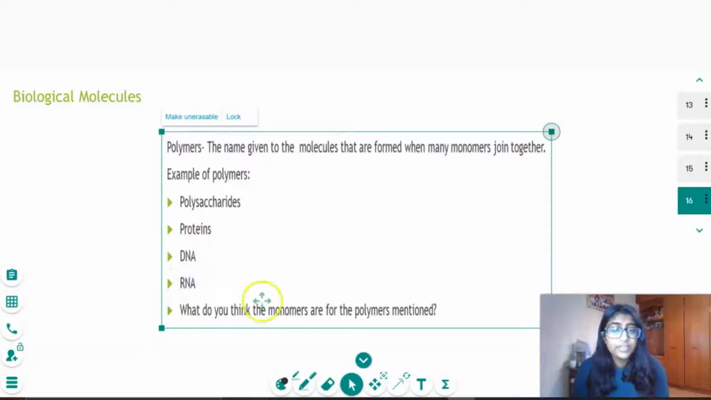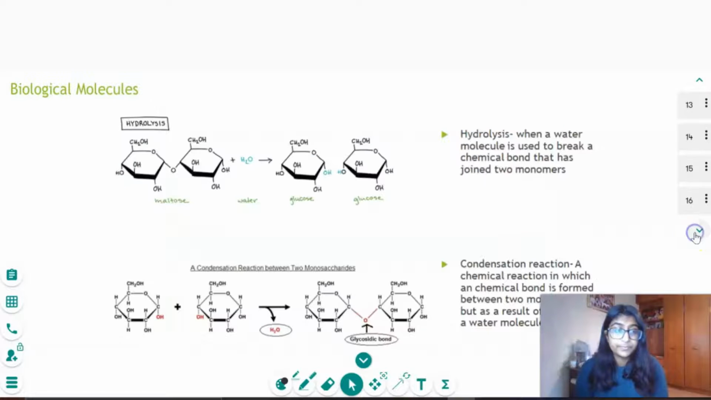So what do you think the monomers would be for the polymers mentioned? So as we know before, for polysaccharides it will be monosaccharides, for proteins it will be amino acids, for DNA it will be nucleotides, and RNA will also be nucleotides.